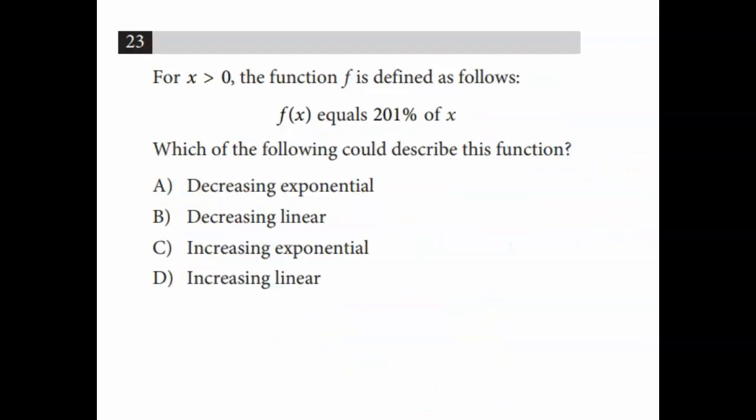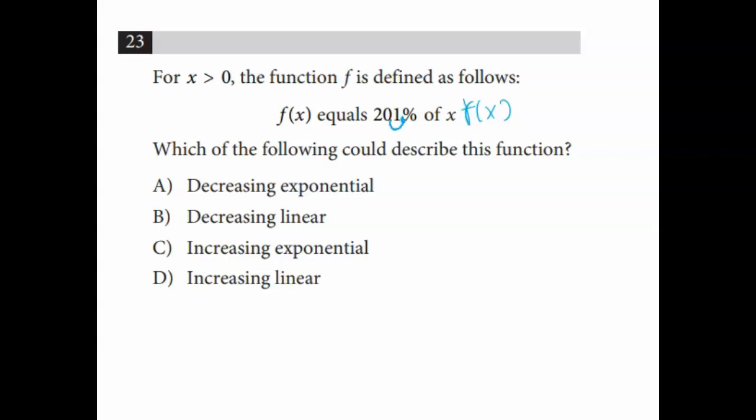Okay, number 23. For x greater than 0, the function f is defined as f(x) equals 201% of x. Which of the following could describe this function? All right, so looking at this, I would rewrite it immediately. I would just do f(x) equals 201% of x.